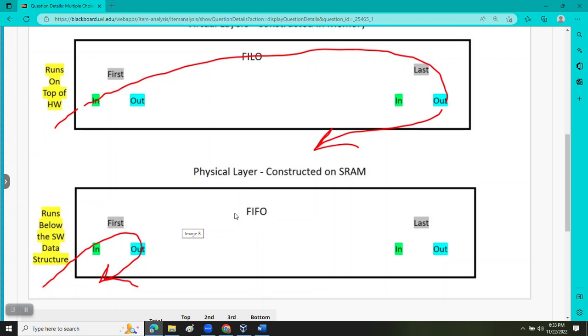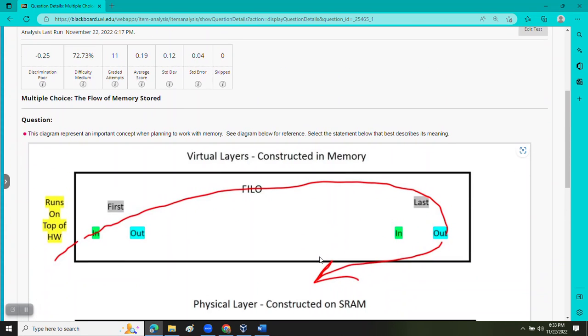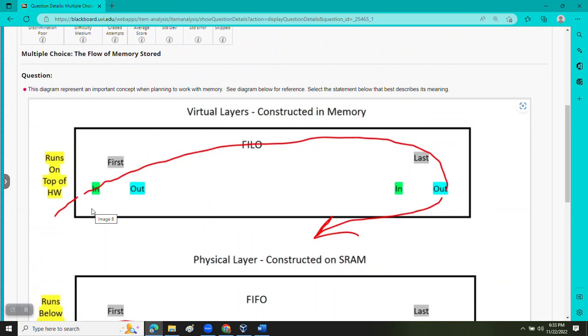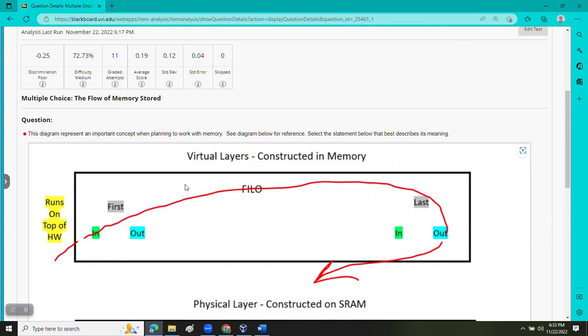That's called FIFO. However, virtual layers of memory first in, last out, right? It runs on top of the hardware. It's not below the software on the hardware. It runs on top of the software. And the way this memory flows, first in, last out, that's an important thing to understand about virtual memory and how it's distinctly different.